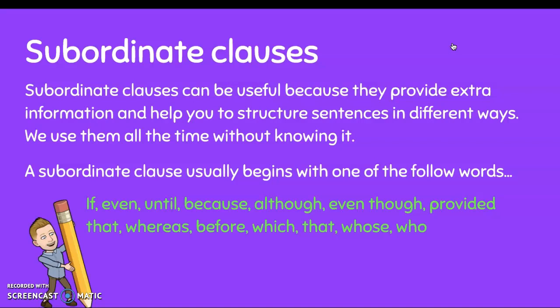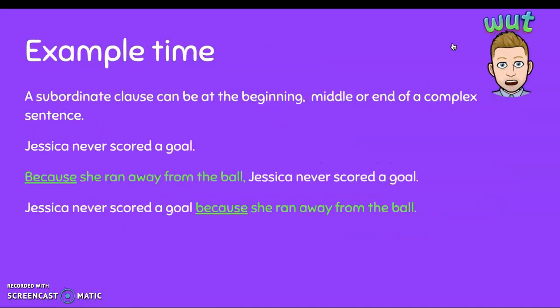Subordinate clauses can be useful because they provide extra information and help you to structure sentences in different ways. We use them all the time without even knowing it. A subordinate clause usually begins with one of the following words: if, even, until, because, although, even though, provided that, whereas, before, which, that, whose, or who. Those are the words we use to start a subordinate clause. Let's check out some examples.